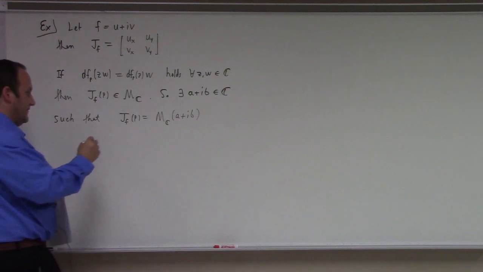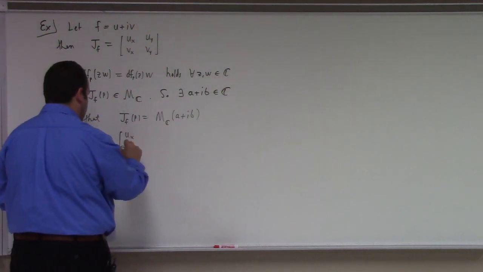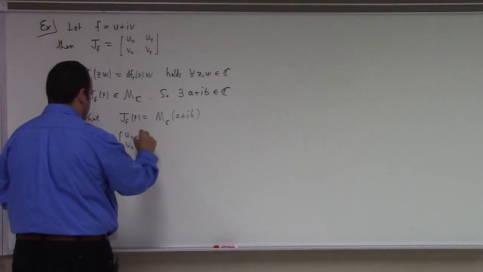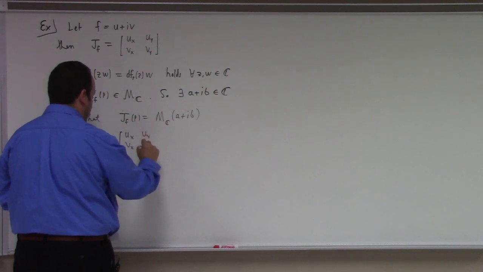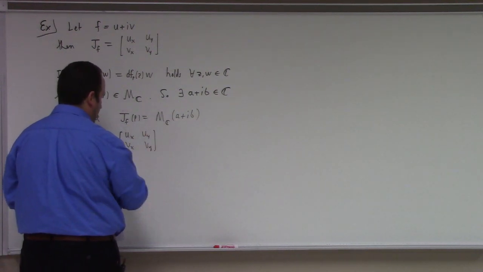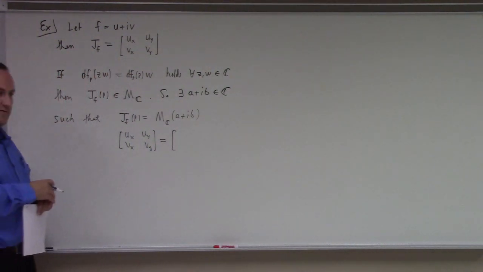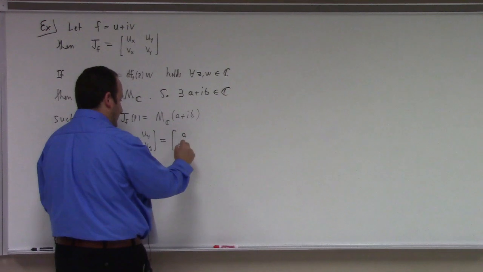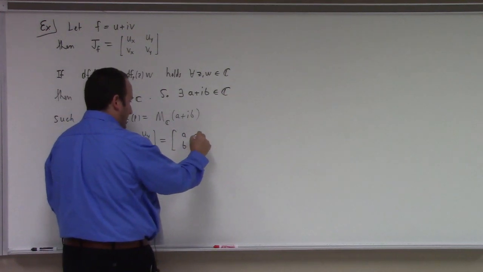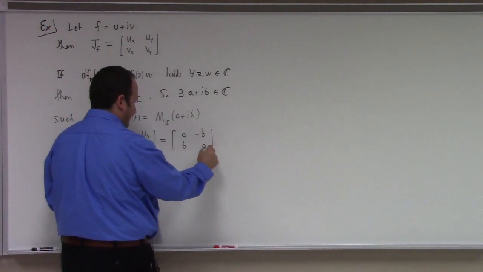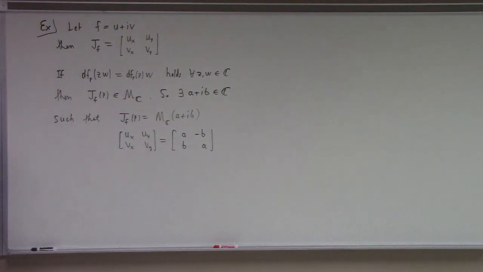What does that mean, though? Specifically, that means that the matrix ux, vx, uy, vy, that Jacobian matrix, has to be equal to the matrix representation of a plus ib. Remember, we've seen this a few times. You've got your a, you've got your b, minus b, a. So if these two things are equal, what does this suggest about the partial derivatives of the complex function f?